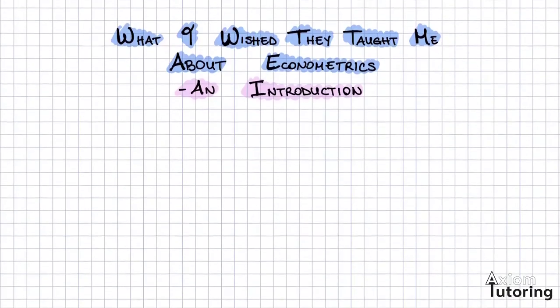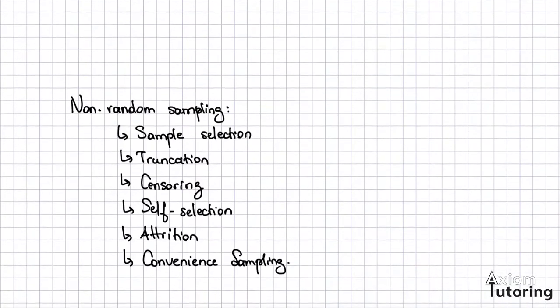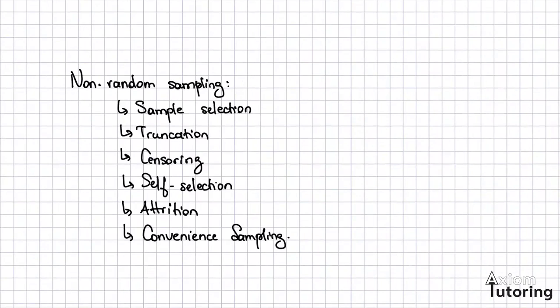We touched upon all of these different methods in the previous video: sample selection, truncation, censoring, self-selection, attrition, convenience sampling. As you can see, there are a lot of them. These are the most common ways a sample becomes non-random. They all involve missing or incomplete information, but they are fundamentally different problems. So treating one as another is going to lead you to wrong solutions. Let's start with sample selection.